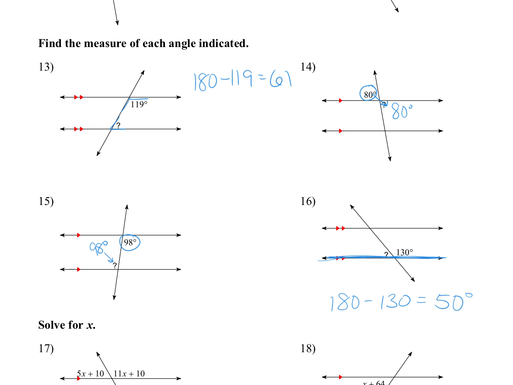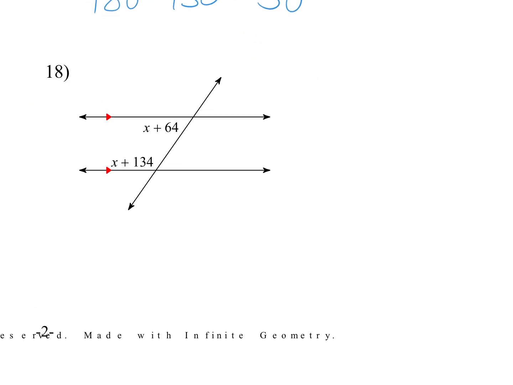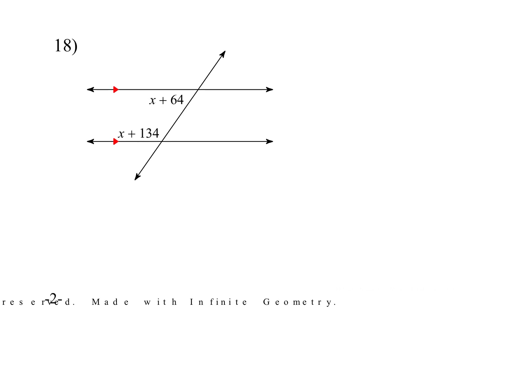It's just with algebra. So I want to look at number 18 for an example. So ask yourself, are they the same or are they different? They are different. One of them's obtuse, one of them's acute. So how do I find the value of x? What do I know about those two angles? They add up to 180. So I'm going to add them up. x plus 64 plus x plus 134 equals 180. So then I solve. I'm going to combine like terms on the left side. So I have 2x plus 198 equals 180.